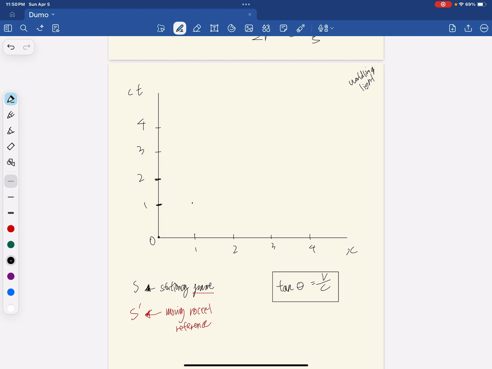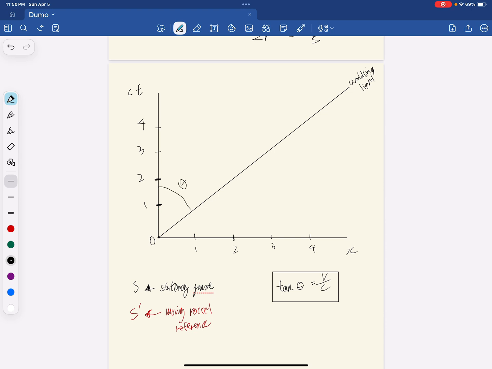What about after 2 years? How far is it going to be away? It's going to be 2 light years away, and so on and so forth. So if you just keep plotting, okay, the line is pretty far off, but you know what I'm talking about. This is going to be the world line of a photon. And let's call this angle theta.